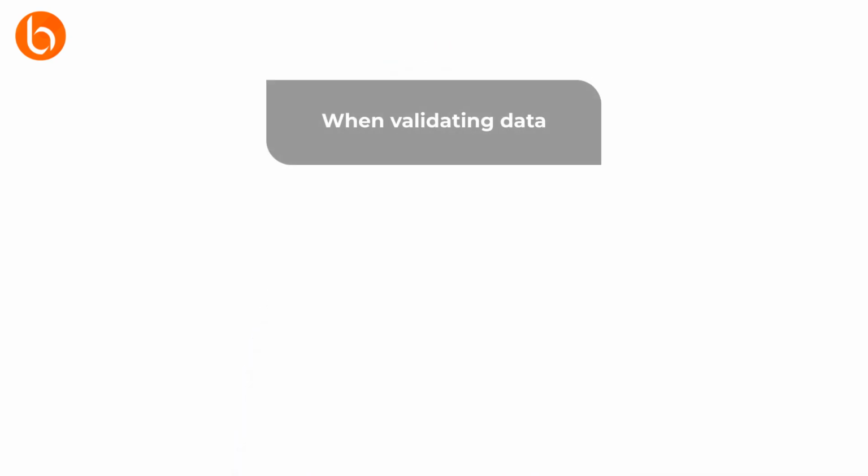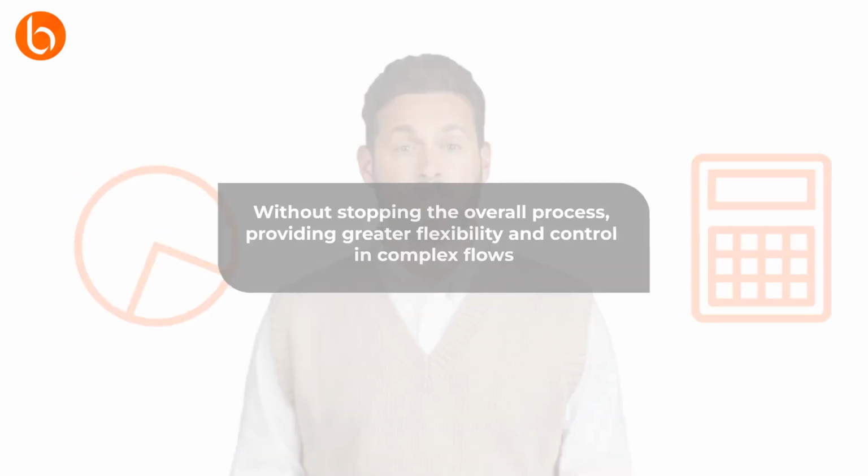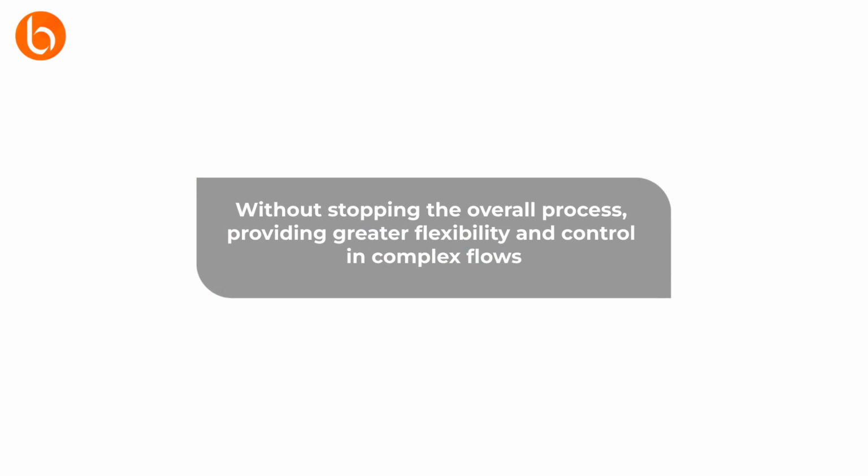The sequence activity is particularly useful in scenarios where more granular and isolated error handling is required. For example, when validating data, calculating taxes, or saving information, you can catch specific errors within the sequence, such as missing data or calculation issues, without stopping the overall process. This provides greater flexibility and control in complex flows.